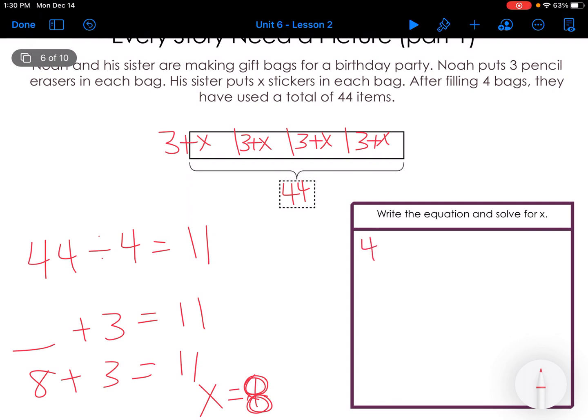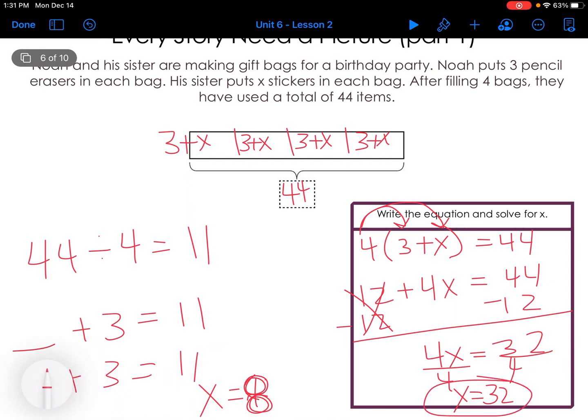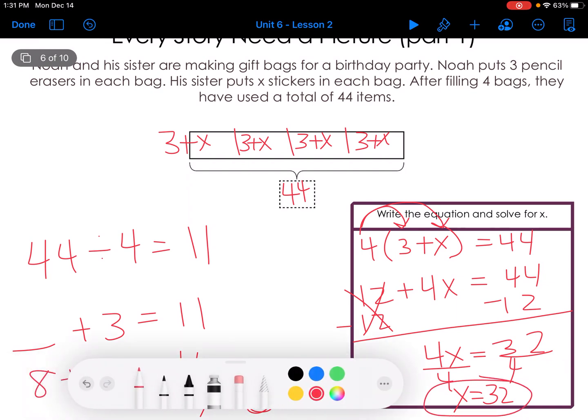So I have 4 groups of 3 plus x, and that's going to equal 44. So I'm going to use the distributive property. 4 times 3 is 12. 4 times x is 4x equals 44. So I'm going to subtract 12 on each side because I want to zero out, and I'm left with 4x and 32. So I'm going to divide each side by 4, and I find out that x equals 32. I'm sorry, not 32, 8. Good goo, Katie.